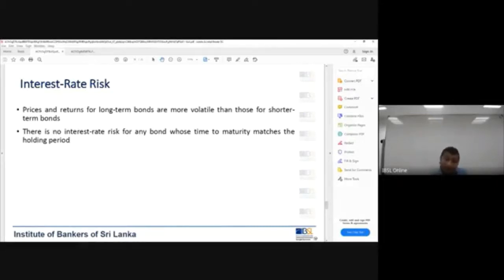But for 10 years, this 1.95 adjustment has to happen for 10 years. It is effectively 1.95 into 10. So it is 19.5 rupees. So a 19.5 rupee adjustment from the original price of 90.5 is nothing but 71.